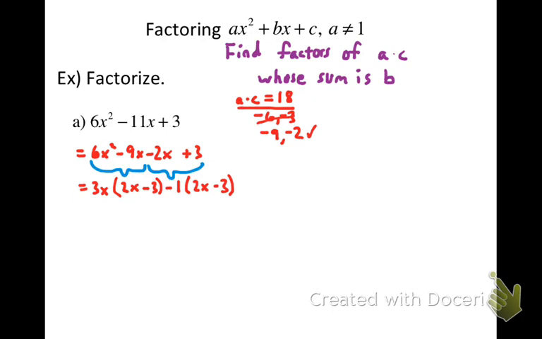Now, we're not quite done yet, but we've created a pretty cool scenario here. We had 4 terms a moment ago, but when we factor out the greatest common factors from the 2 different pairs of terms, we've ended up with a 2-term expression. It turns out that this product right here, 3x times 2x minus 3, is all one term. And then this product, negative 1 times 2x minus 3, is a second term. And if you look carefully at those 2 terms, they have a greatest common factor of 2x minus 3.